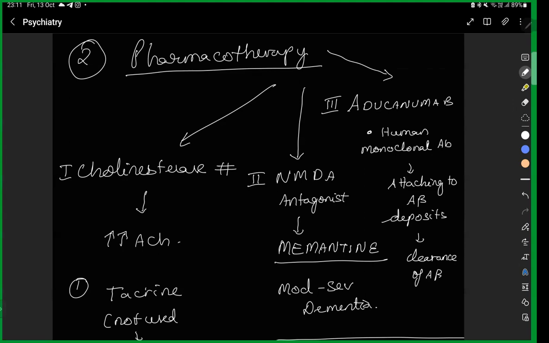This is the management for Alzheimer's disease, which you need to understand.